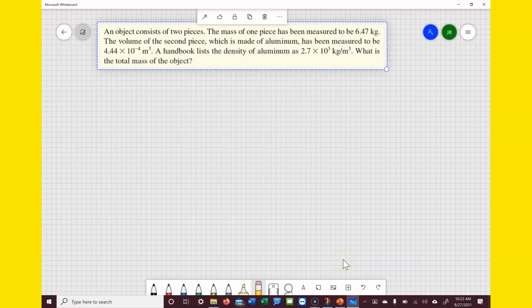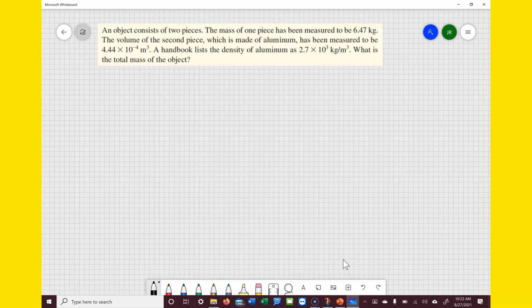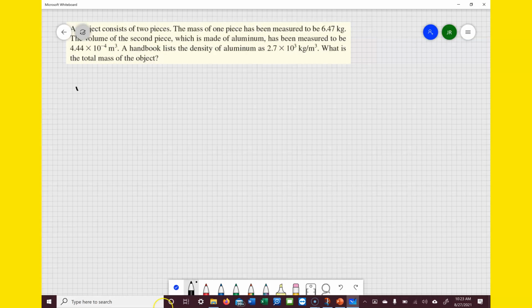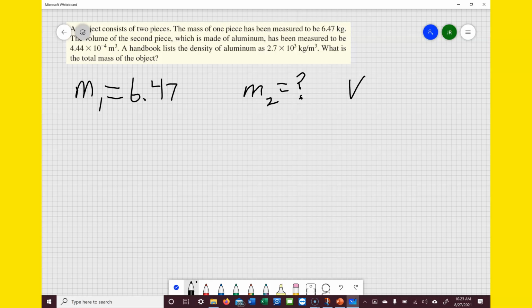All right, so we're told that this object has two pieces, and we're told the mass of the first piece. All right, the mass of the first piece is 6.47. We want to know the mass of the second piece and add it to the mass of that first piece to get the total mass of that object. So we are given the volume, and we're given density.